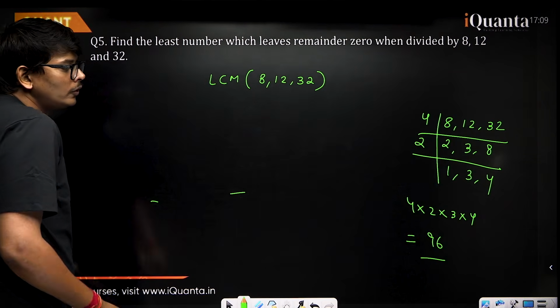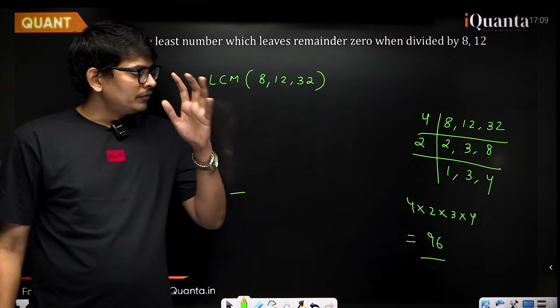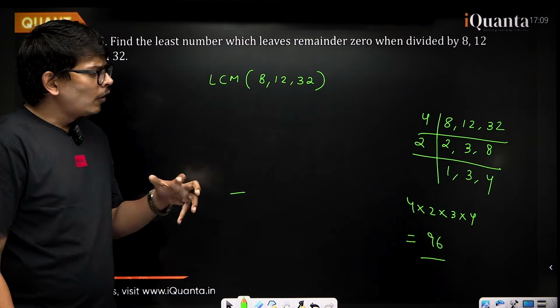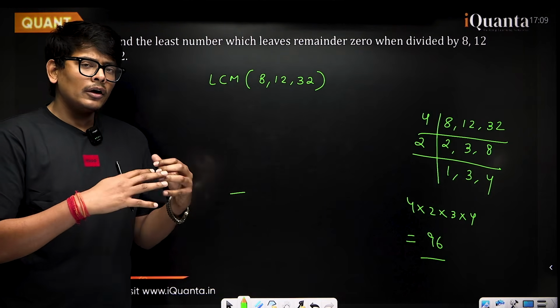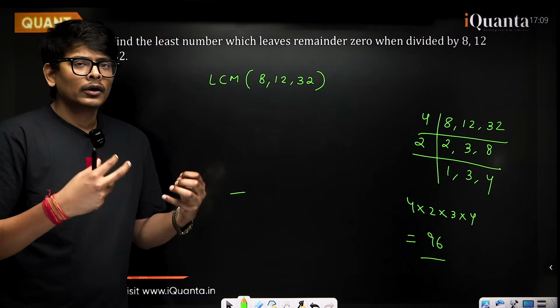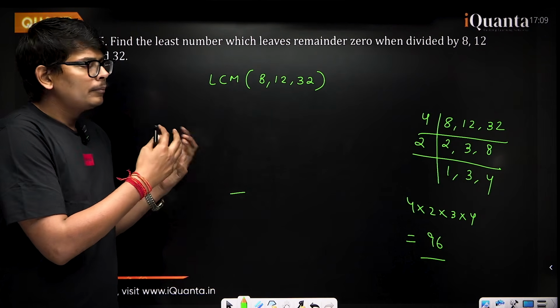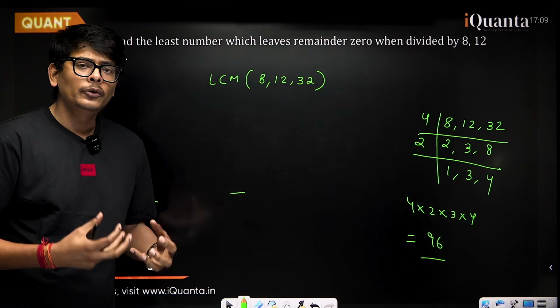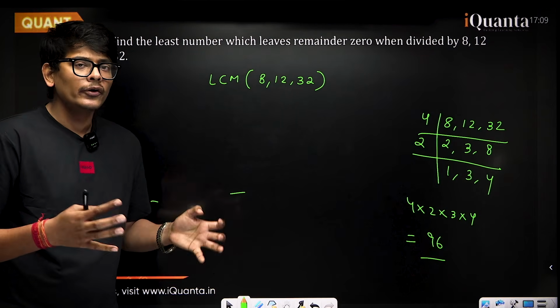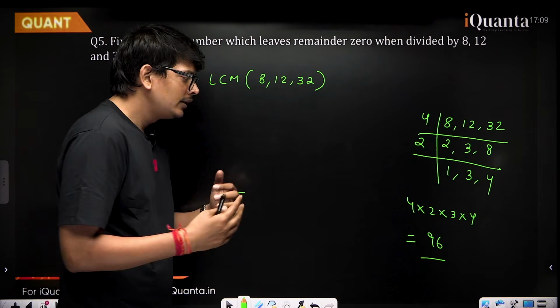So 96 will be the LCM of this particular question, or the answer will be 96. So what the question setter usually does is try to confuse you by mixing some kind of definition into a basic problem. You have to stick to your concept. If you are sticking to your concept, you would never get confused. Let's move on to the next question.